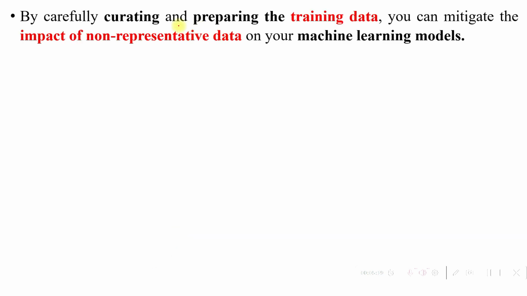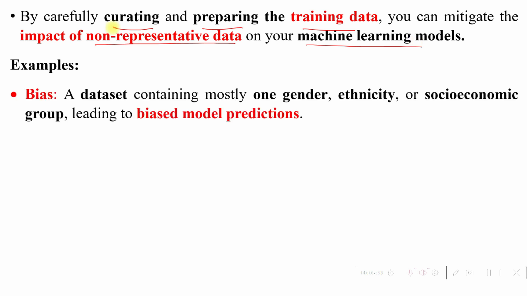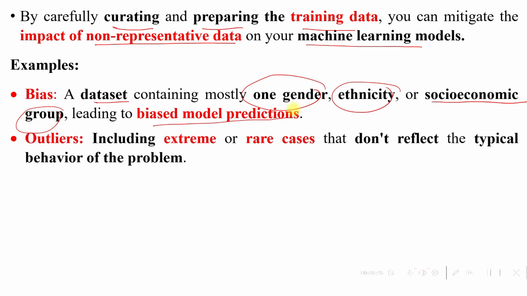By carefully curating and preparing the training data, we can mitigate the impact of non-representative data on machine learning models. This is very important. For example, bias: a data set containing mostly one gender, ethnicity, or socio-economic group leads to biased model predictions. Outliers include extreme or rare cases that don't reflect the typical behavior of the problem.